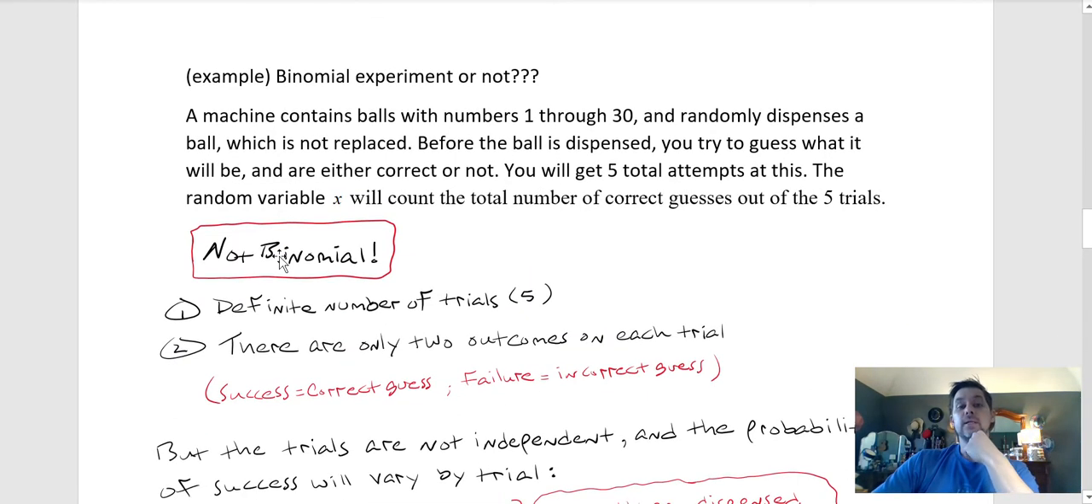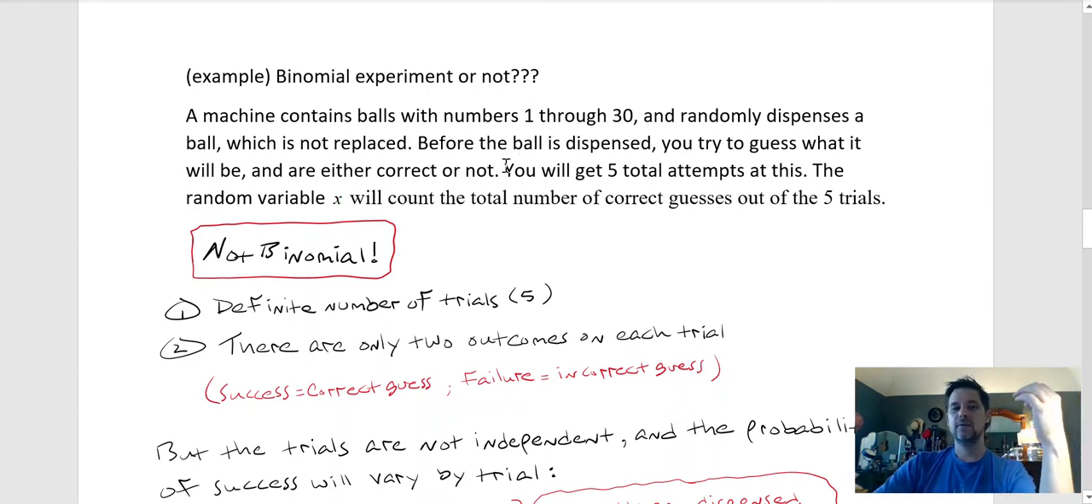Okay, so now let's try another one, still in quiz format, right? Binomial experiment or not. Suppose a machine contains balls in it. I'm thinking of the lottery, where there's this thing that rotated all these balls around. They had numbers on them, and then it would spit one out. Suppose a machine contains balls with numbers 1 through 30 and randomly dispenses a ball, which is not replaced. The ball comes out, maybe the number on it is recorded, but then it's not put back for the next one to be spit out.